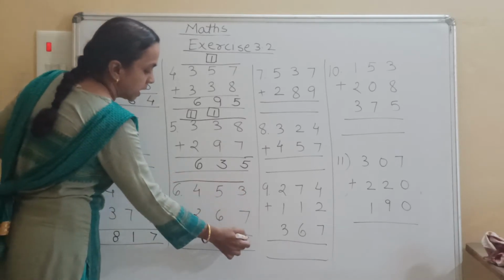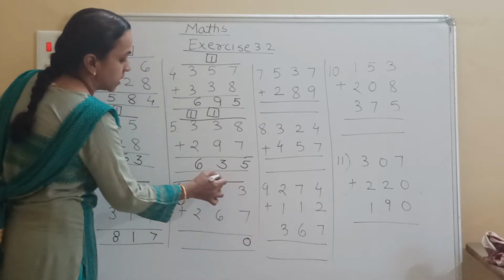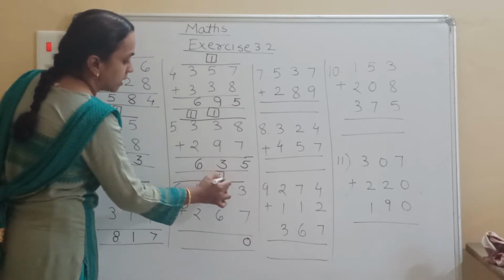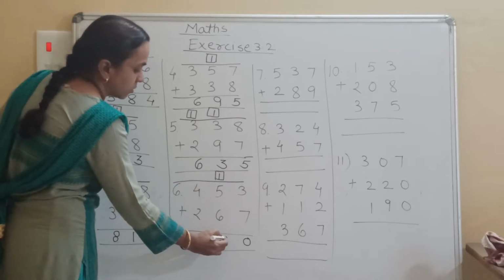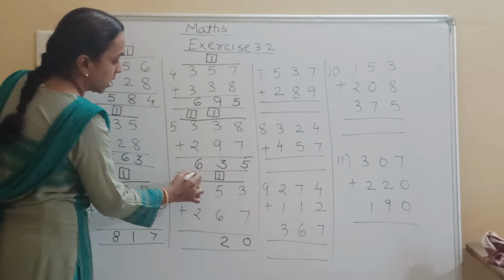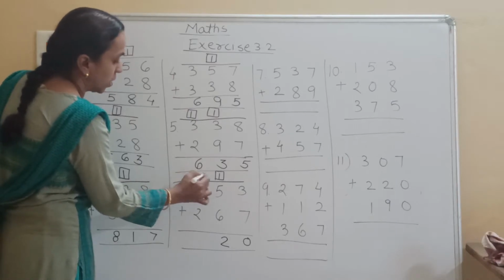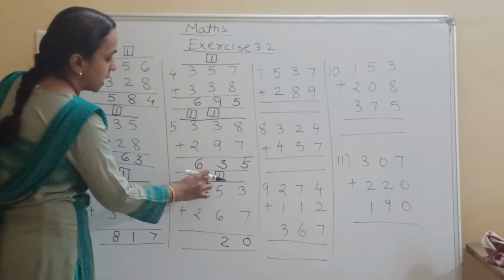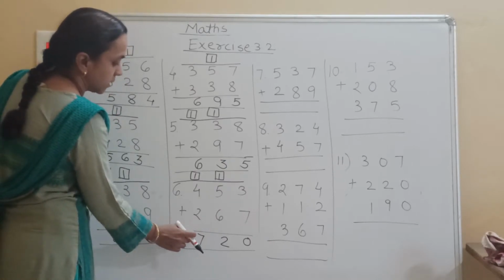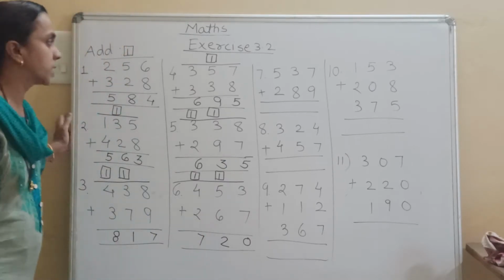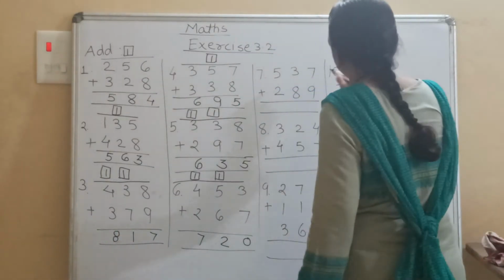Sixth example. 7 plus 3. How much? 10. So write down 0 here. Write down carry 1 here. 5 plus 1, 6. 6 plus 6, 12. So write down carry 1 in the box. 4 plus 1, 5. 5 plus 2, 7. What is the answer? 720.